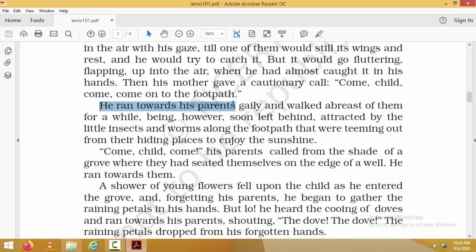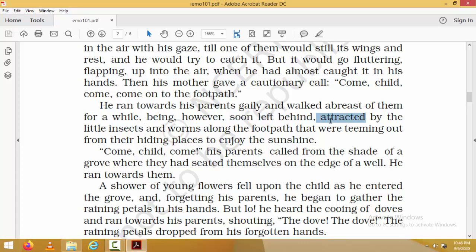He ran towards his parents gaily and walked abreast of them. Abreast means in front of. He ran towards his parents gaily and walked in front of them. Again, the boy was lagging. After the call was made by his parents, he ran towards them gaily and walked abreast of them, in front of them, for a while. Being, however, soon left behind.